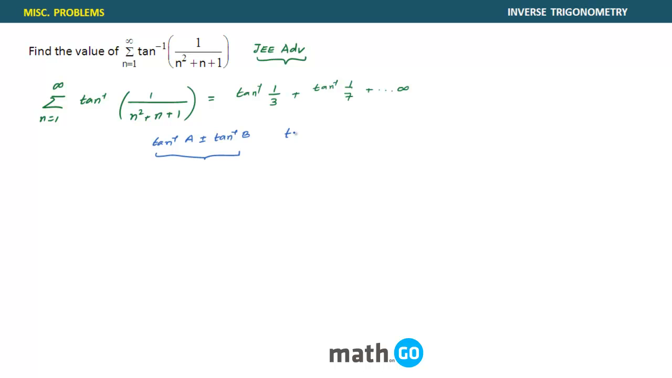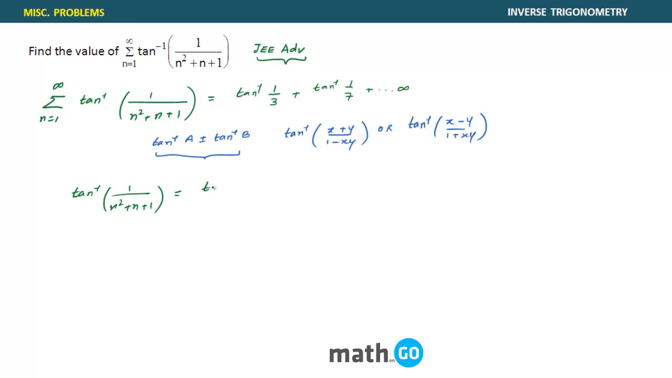And if there is only one tan inverse, then obviously it should be either of the form tan inverse of x plus y upon 1 minus xy, or tan inverse of x minus y by 1 plus xy. This is what you should immediately start thinking. So let me just take the value that is ahead of the summation, that is tan inverse 1 by n square plus n plus 1.